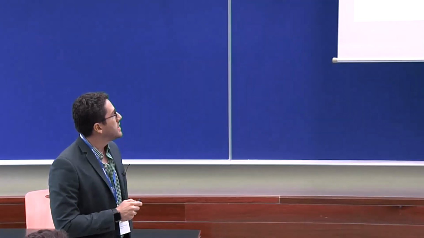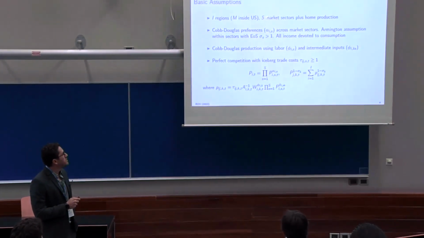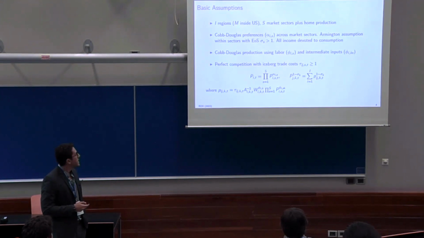Okay, so we're going to have a total number of I regions. M of them are going to be inside of the US. That's going to be the 50 US states. Then we're going to have S market sectors plus home production, which will be sector 0 in our case. And we're going to have 14 market sectors: 12 in manufacturing, 1 service sector, and 1 aggregate agricultural sector.